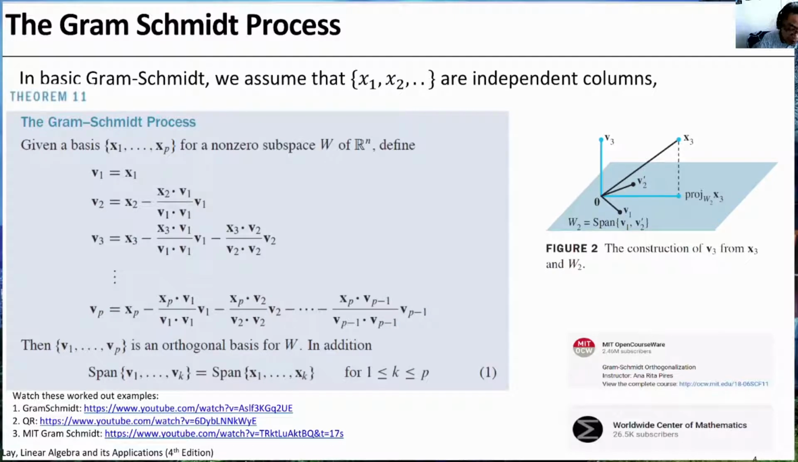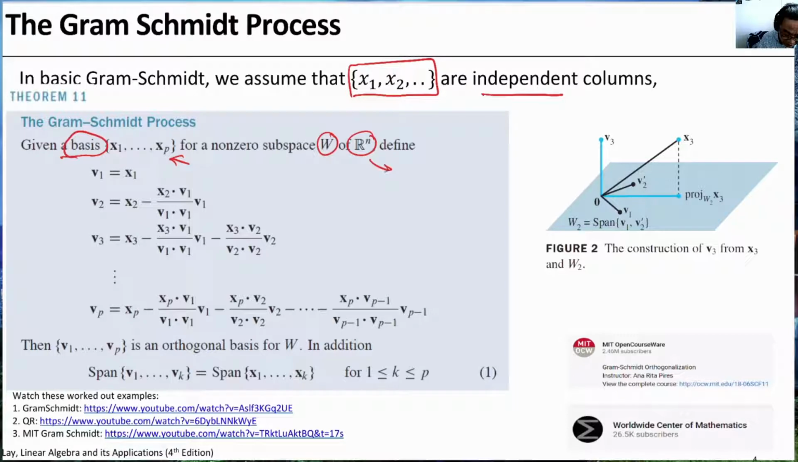Let us examine the Gram-Schmidt process. We will begin with the simpler problem where the columns of X are independent. And hence, because they are independent, we call it a basis. And this set of P vectors spans a subspace W for Rn.